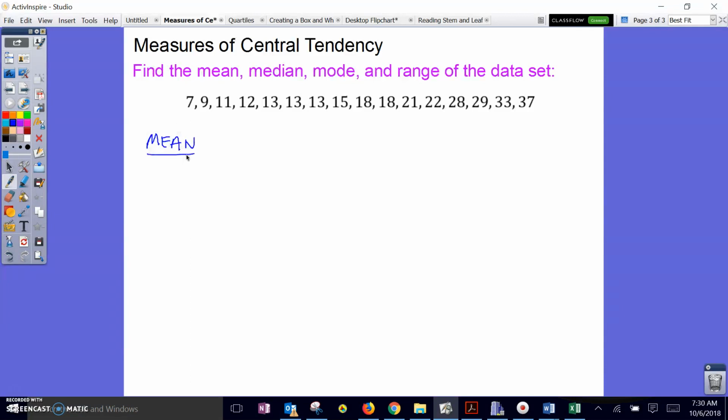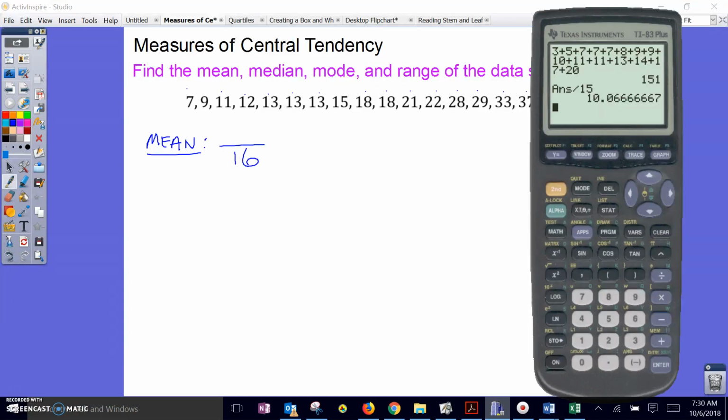All right, so let's find the mean first. We'll count up how many numbers there are. There's 1, 2, 3, 4, 5, 6, 7, 8, 9, 10, 11, 12, 13, 14, 15, 16 numbers in this data set. And then I'm going to add them all up. So I've got 7 plus 9. And we're just going to go ahead and keep adding all these up.